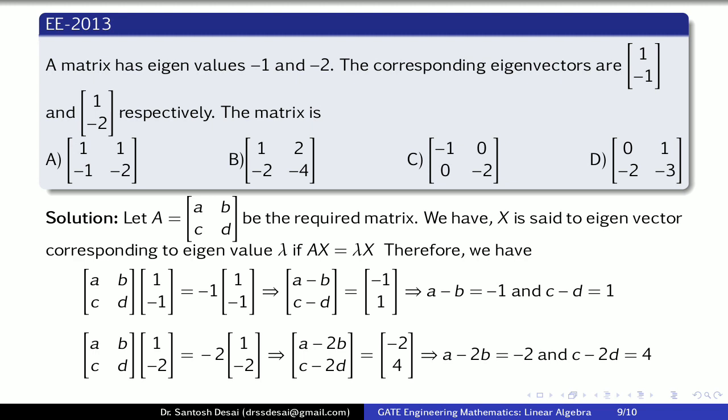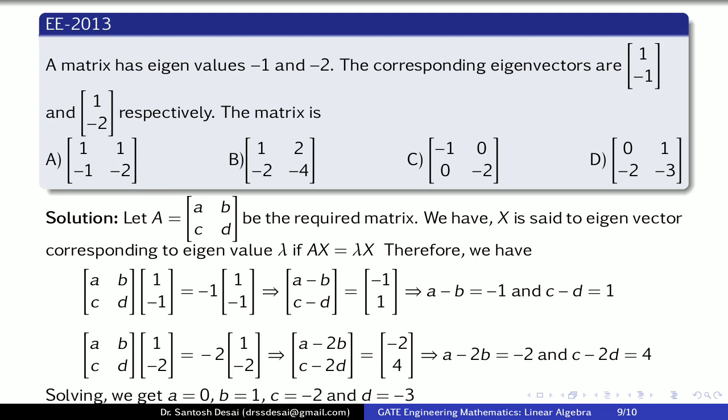So first we take a minus b is equal to minus 1 and a minus 2b is equal to minus 2. Simplifying these two, we get a is equal to 0 and b is equal to 1. Now consider the remaining two equations, c minus d is equal to 1 and c minus 2d is equal to 4. Simplifying these two equations, we get c is equal to minus 2 and d is equal to minus 3, and therefore the required matrix is option D.